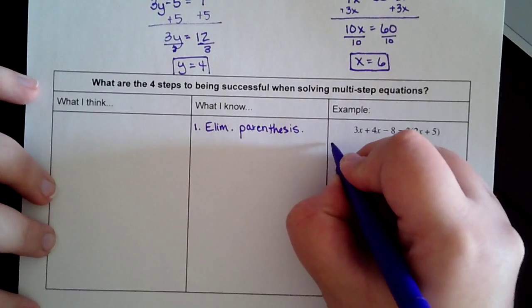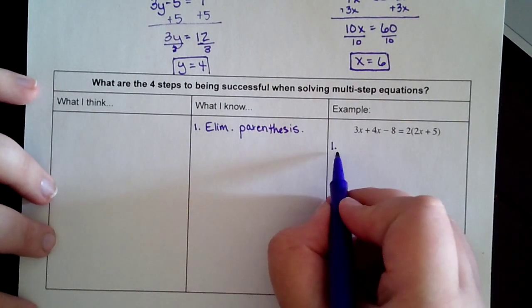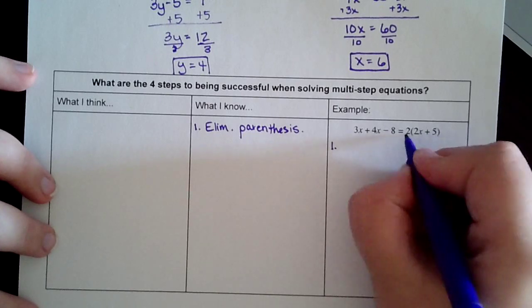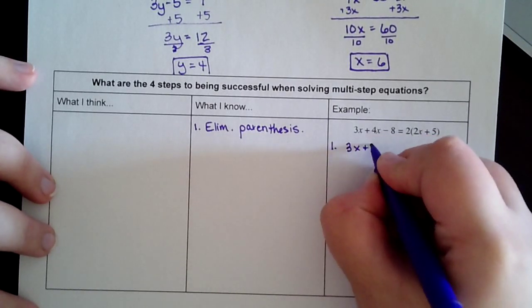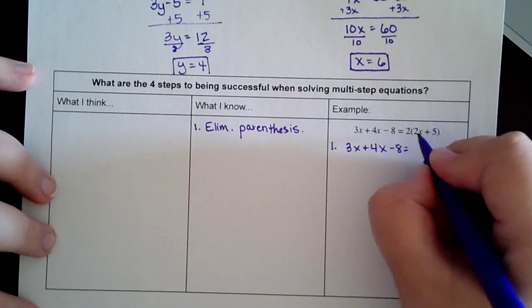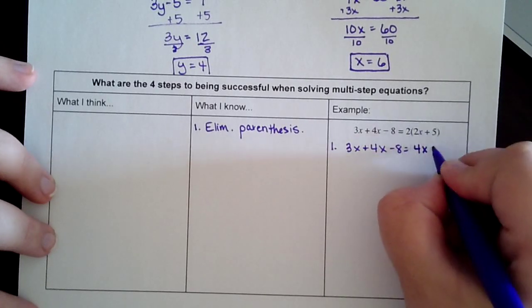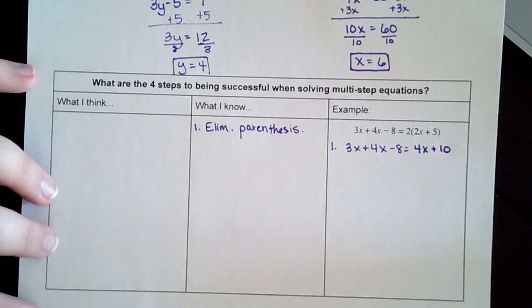I'm actually going to go through this example as we do it. So my first step here is going to align with my first step over here. If I'm eliminating parentheses, all I'm going to change is this section. So I'm just going to leave the rest of the equation the way it is. 3x plus 4x minus 8 equals distributive property 4x plus 10. First step, eliminate parentheses, check.